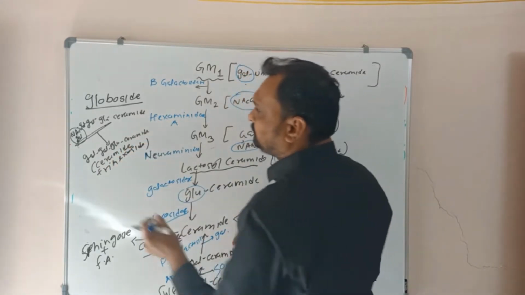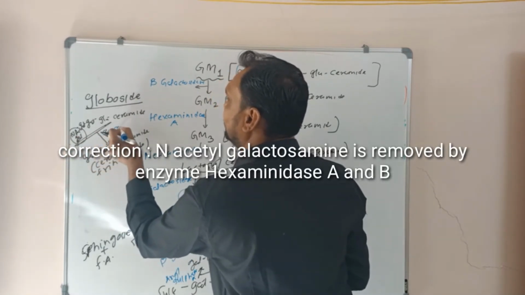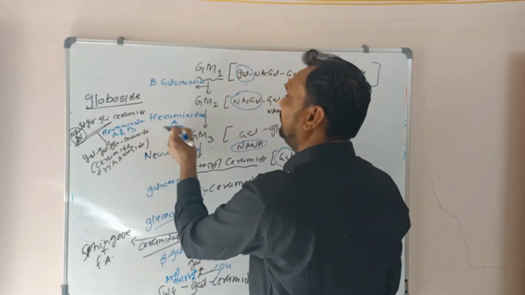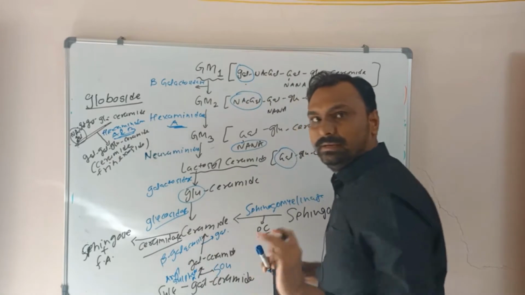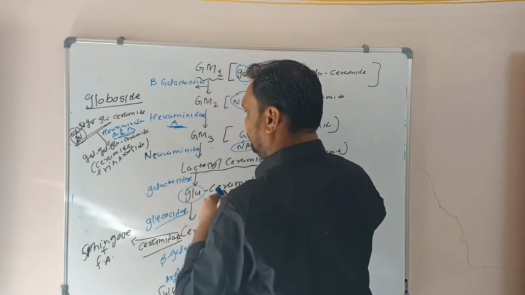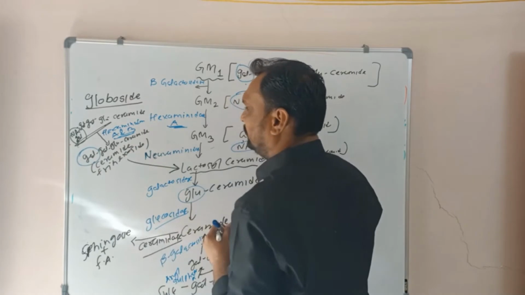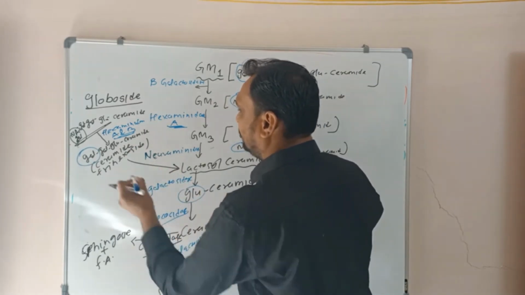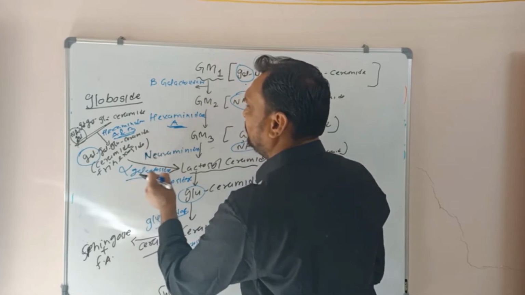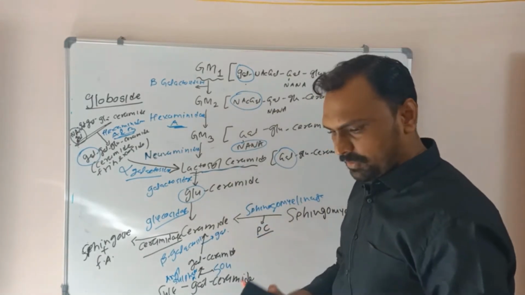Right? So here the enzyme for removal of N-acetyl galactosamine is hexosaminidase A and B. Remember, earlier there was hexosaminidase A, and here there is hexosaminidase A and B. This ceramide trihexoside is converted to lactosyl ceramide by removal of this galactose. Here the enzyme is called alpha galactosidase. So this group is removed and it will form lactosyl ceramide. Clear?